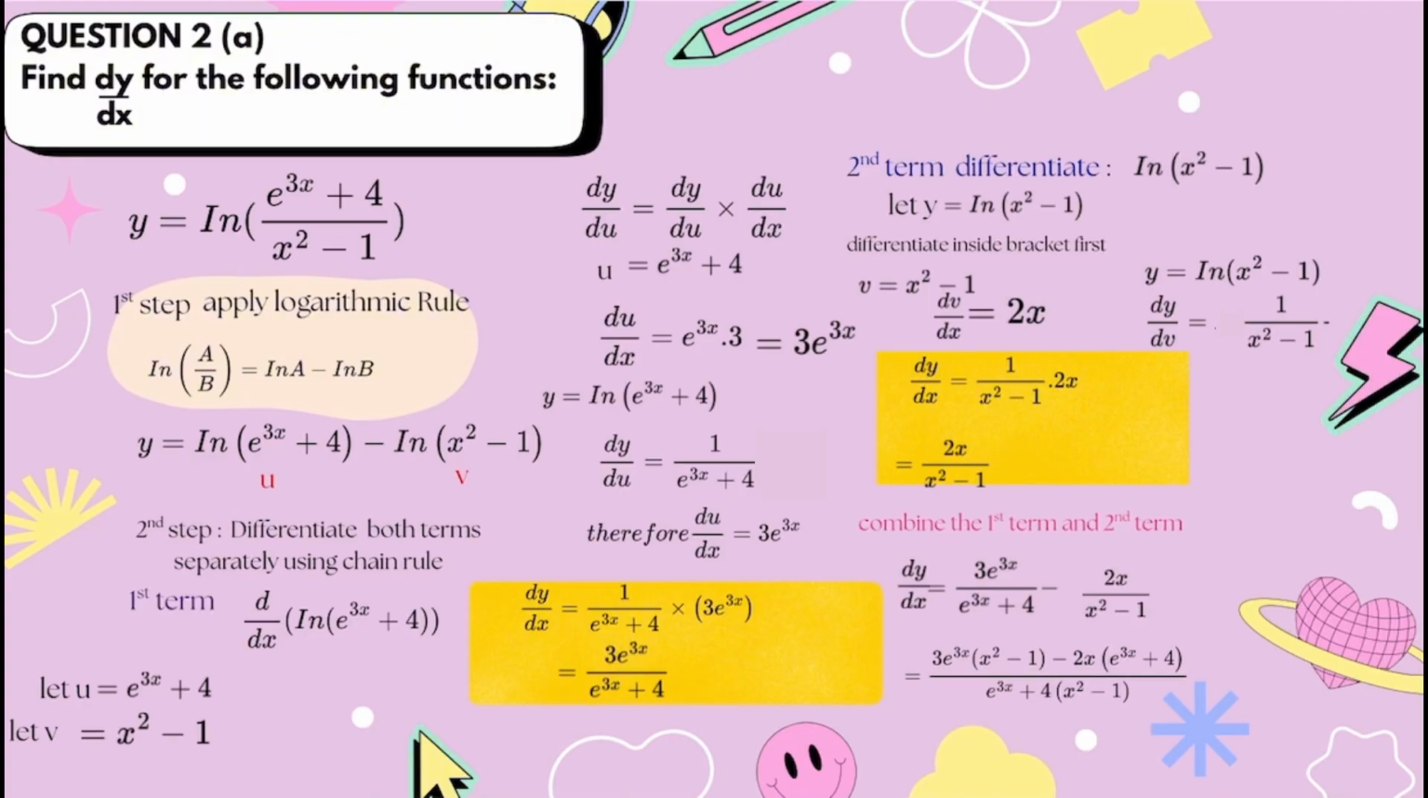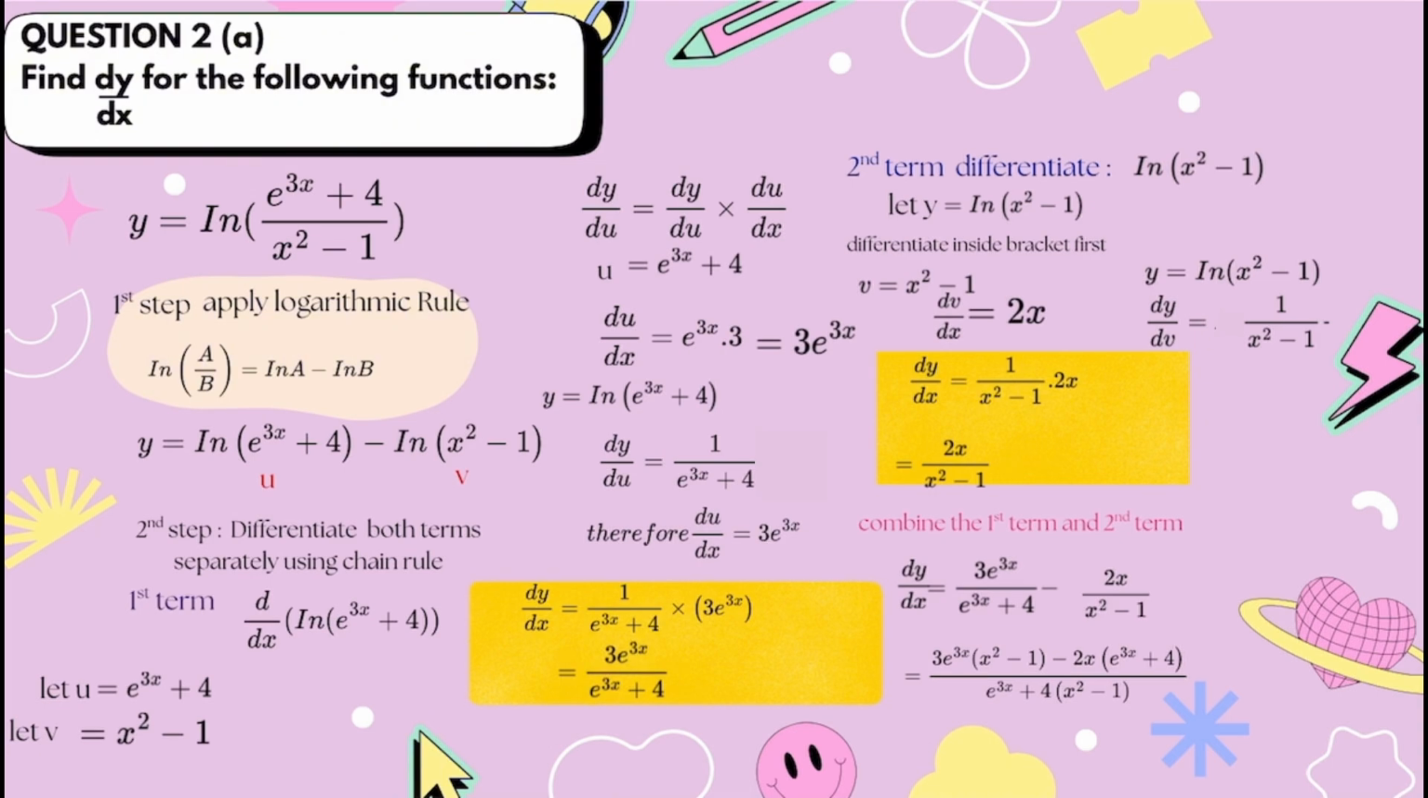Second step, we differentiate both terms separately using the chain rule. Let u be e to the power of 3x plus 4 and let v equal to x squared minus 1. So dy over dx equal to dy over du multiplied by du over dx. So u is e to the power of 3x plus 4. y is equal to ln(x squared minus 1), but we write it like this, 1 divided by x squared minus 1. So to get dy over dx, we multiply dy over du by du over dx.